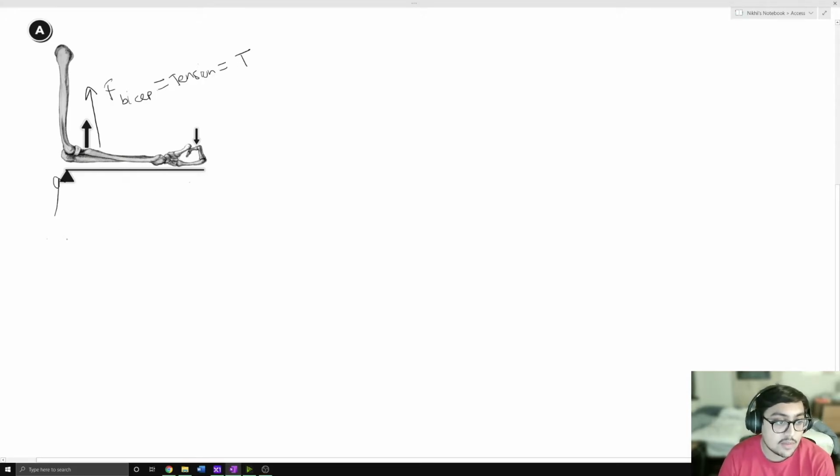Here, we're going to have the elbow, which is going to be our point of rotation. And this is where all of our forces are going to act, but they're going to rotate about that. So think about a lever or a seesaw almost. If you sit down, you're going to rotate about a point, and this is going to be about a point of rotation.